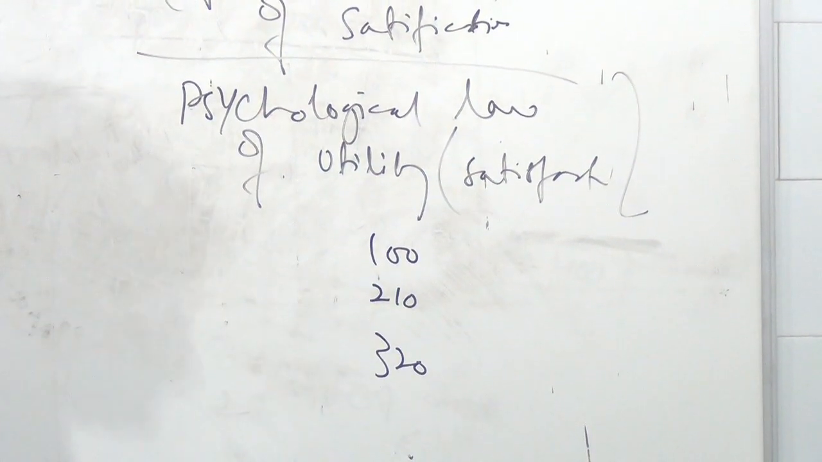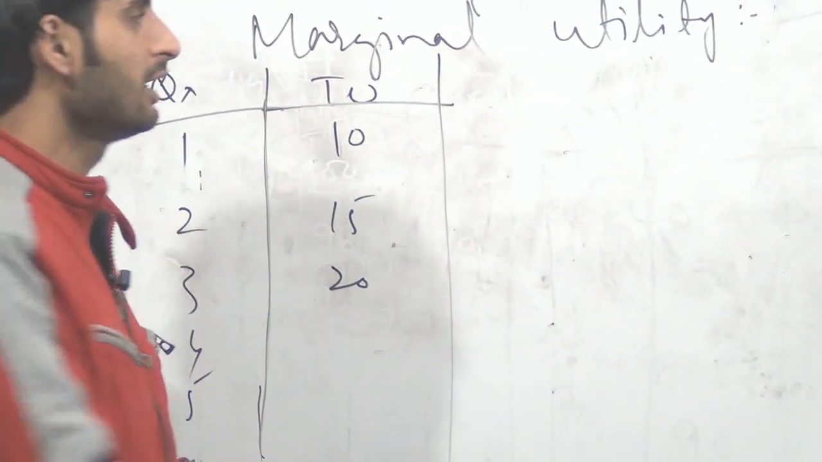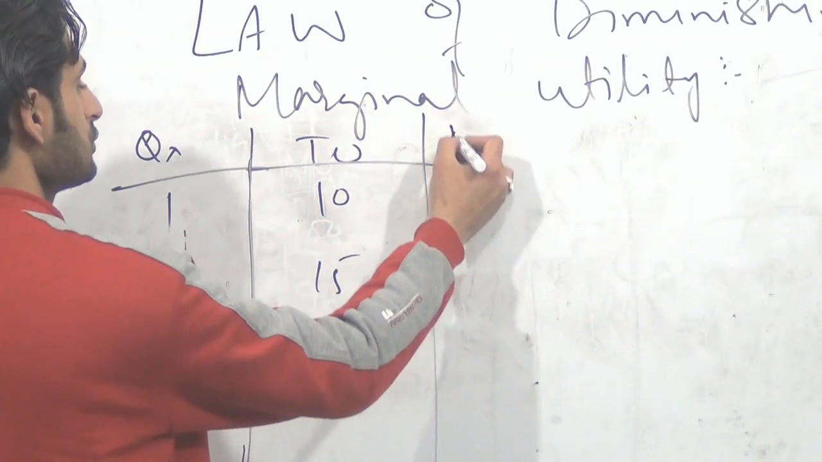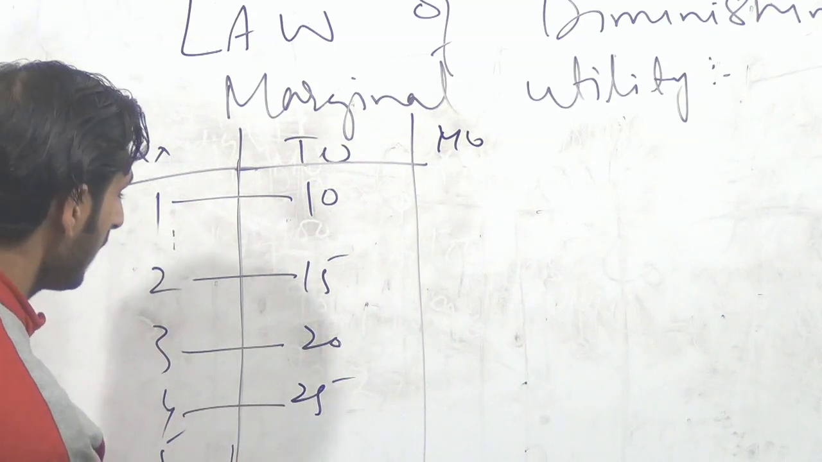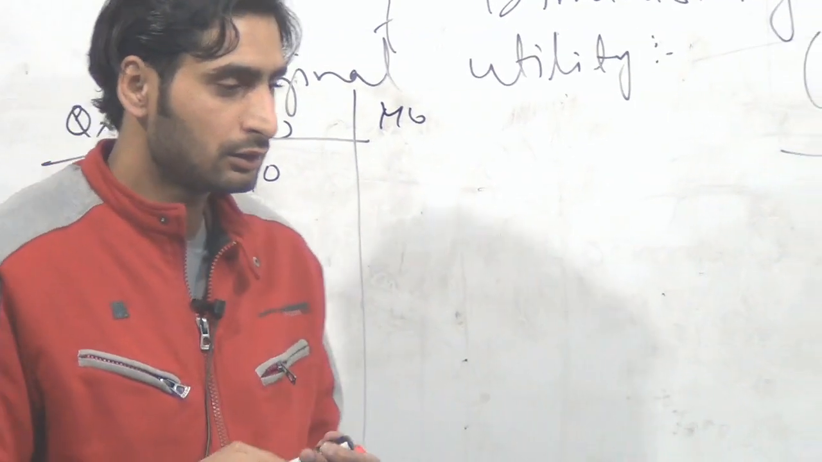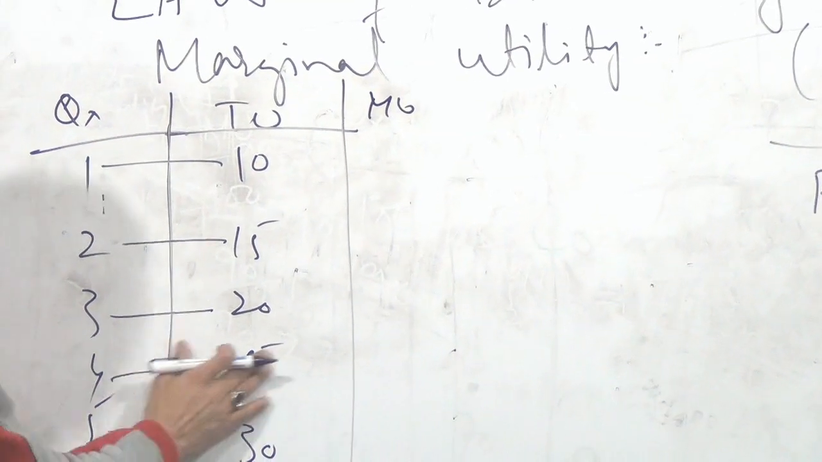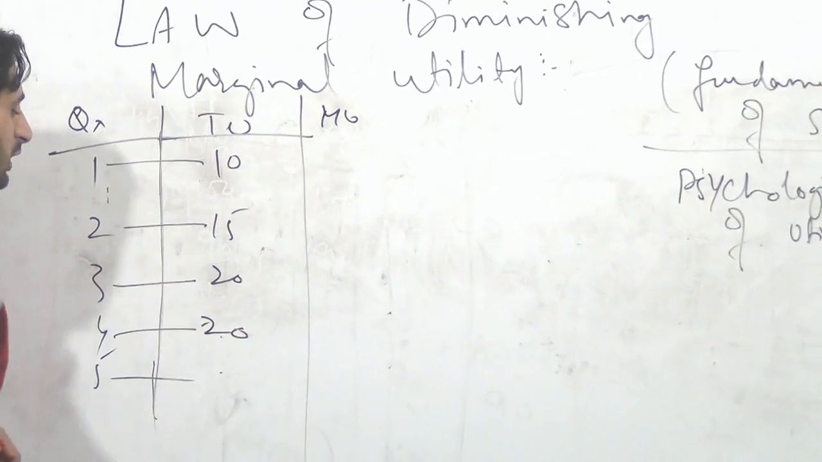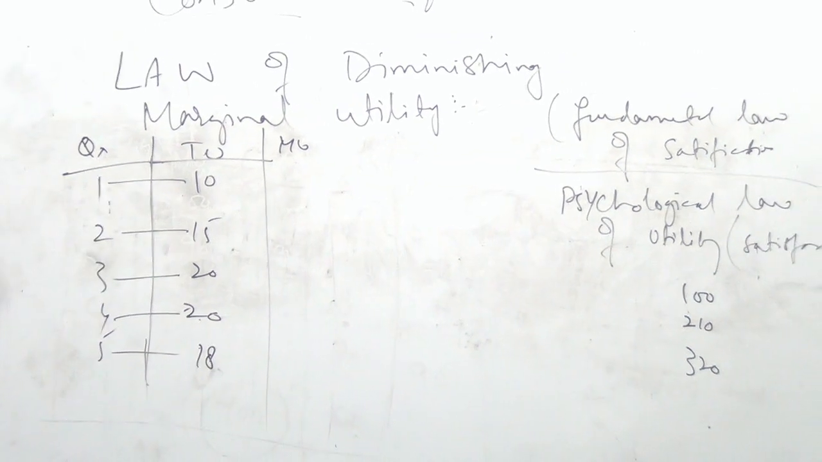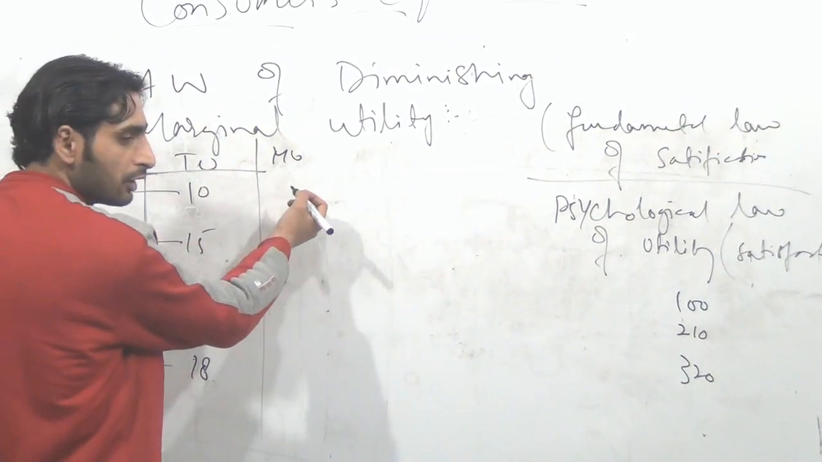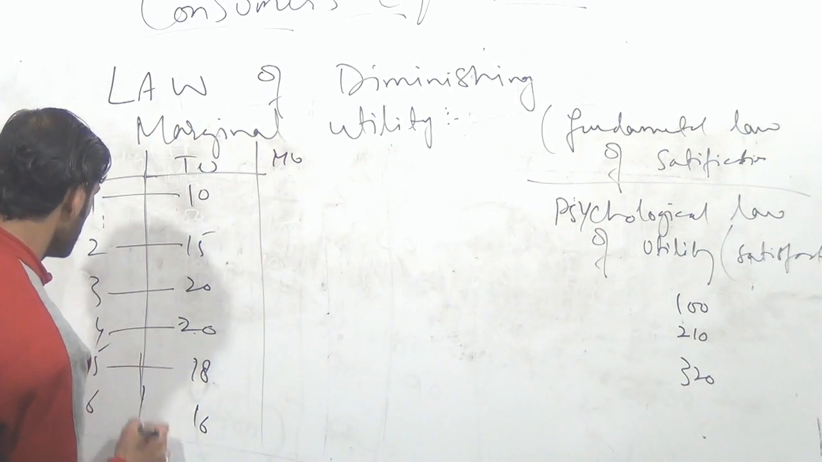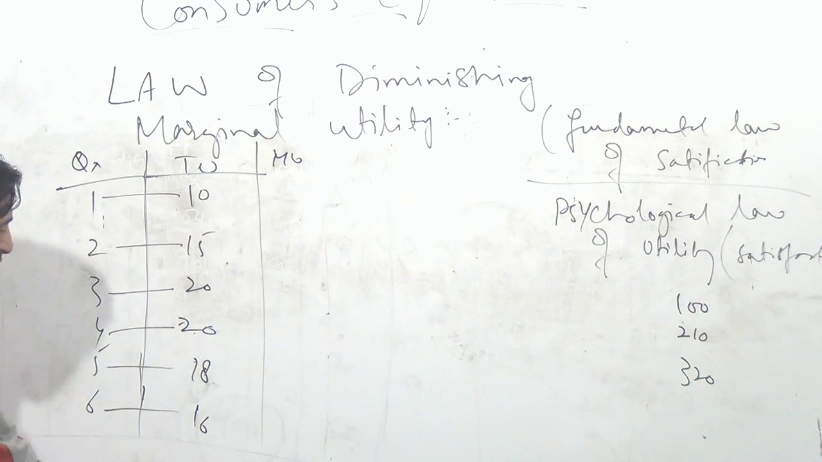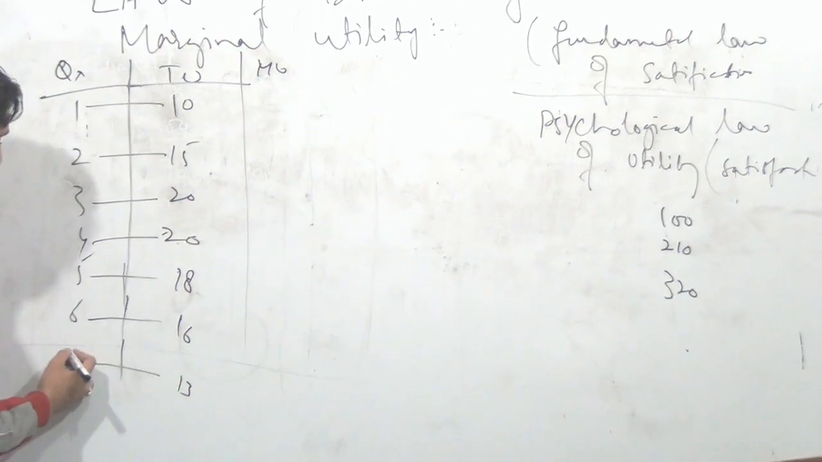Something increases at a decreasing rate, and that happens to the marginal utility as well. That is very important to understand here. Say marginal, I'll show you here the marginal utility. First unit, second unit, third unit, fourth unit. I have taken the total utility as 20, 20, and 18. From 18 it may reach 16 on the 6th unit, from 16 it may reach 13, 7th unit.